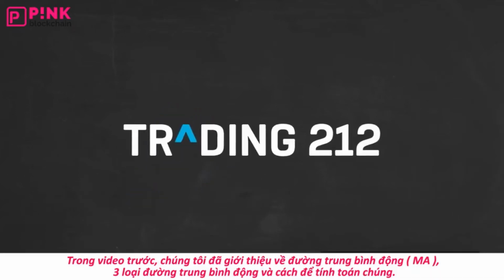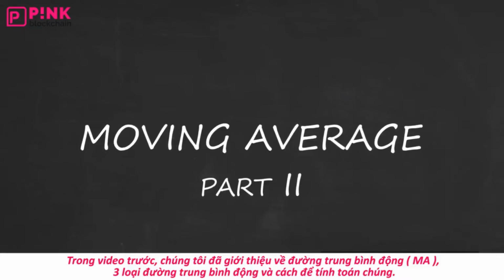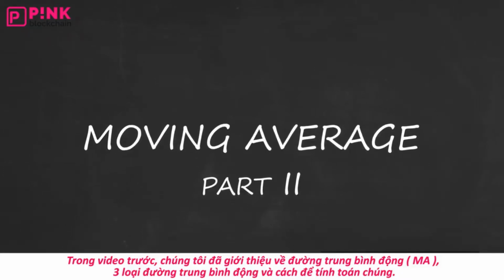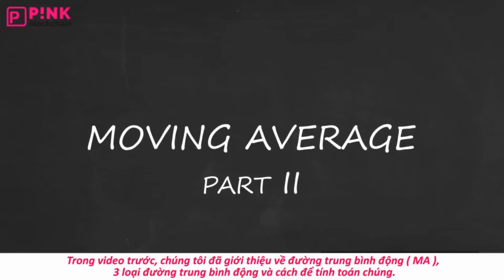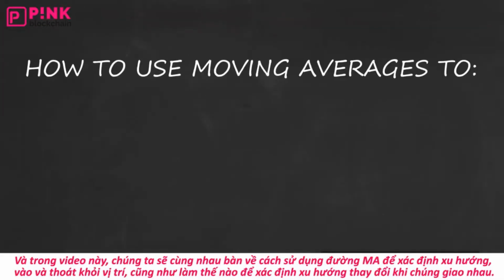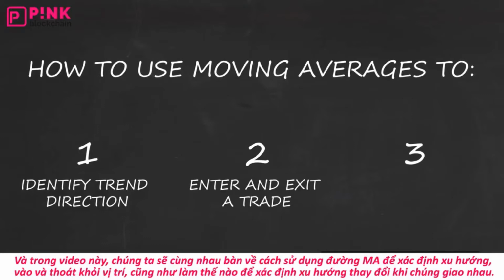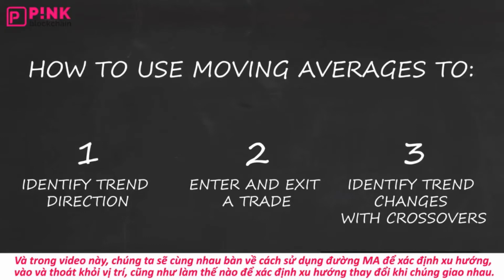We will now build on material covered in the first tutorial on moving averages, where we defined what a moving average is, the three types of moving averages, and how they are calculated. In this second tutorial, we will discuss how to use moving averages to identify the direction of a trend, how they can be used to enter and exit a trade, and finally, how to trade moving average crossovers.